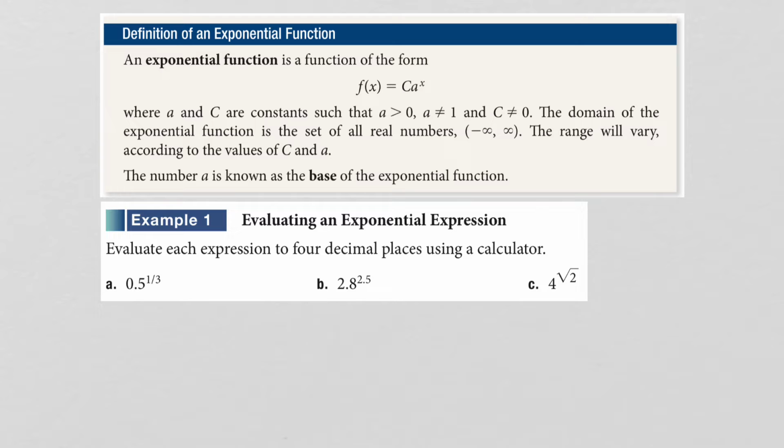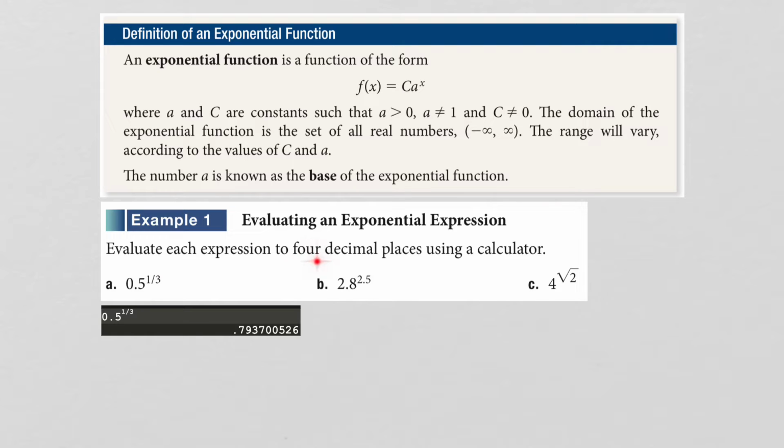So now what we would like to do is just evaluate some exponential expressions using a calculator. So in the first one here, we have 0.5 raised to the 1/3 power. What we want to do is approximate this using a calculator. Now, all calculators are different. They have different keys for raising a number to a power, so I won't show it here, but I will do this on my calculator and import the picture of what that looks like. So you'll notice on my calculator, when I plug this in, it looks exactly like the expression that we've been given. So we have 0.5 raised to the 1/3 power, and we get this number.